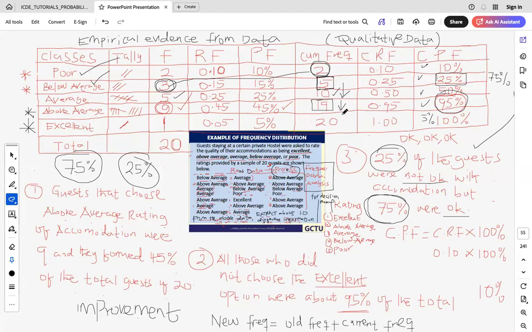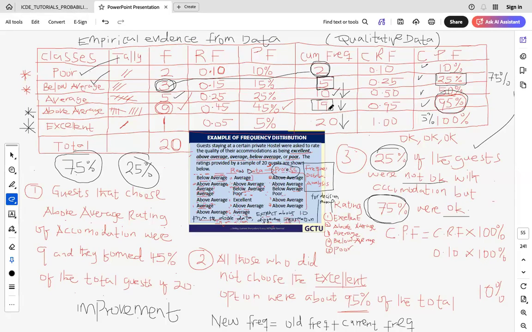And then when I want to move to the last one, 20, the 19, which was new here, has now become old. So old frequency 19 plus current frequency 1 will give me the 20 you are seeing here. So if you want an established formula, that is how you can use to get the cumulative frequencies.